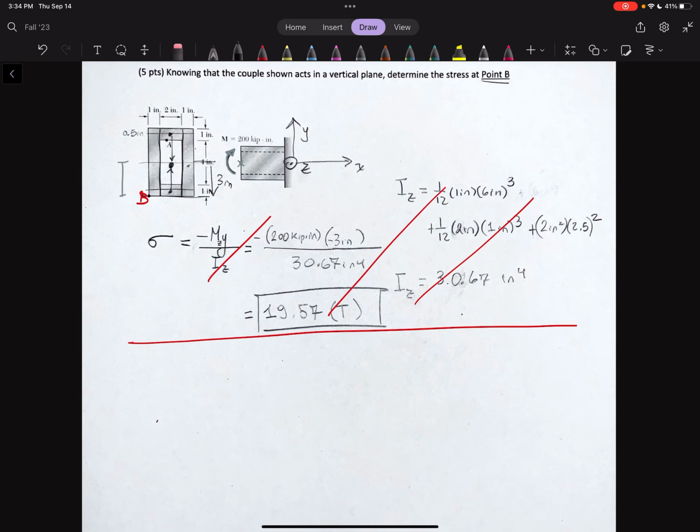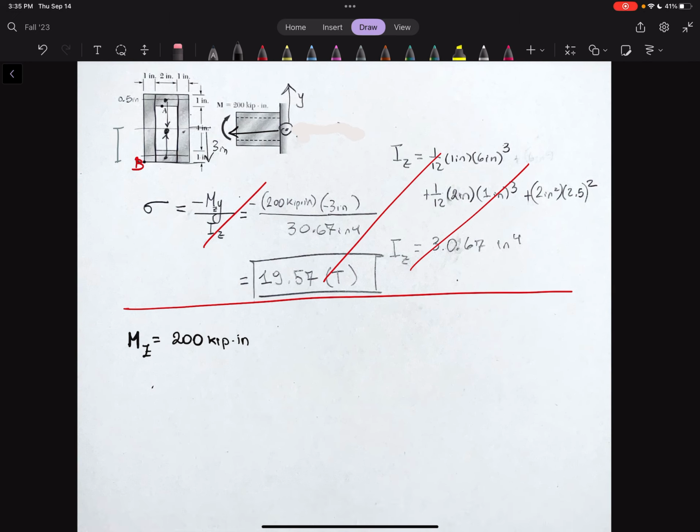So if you look at this, the moment is happening here, and they're telling you what the moment is. So that's good. So you know that the moment about the z-axis is equal to 200 counterclockwise, 200 kip times inches, right? For example, based on how this is shown, this shouldn't be here. The x-axis should be here, so that our moment is positive clockwise. So that's a little thing there.